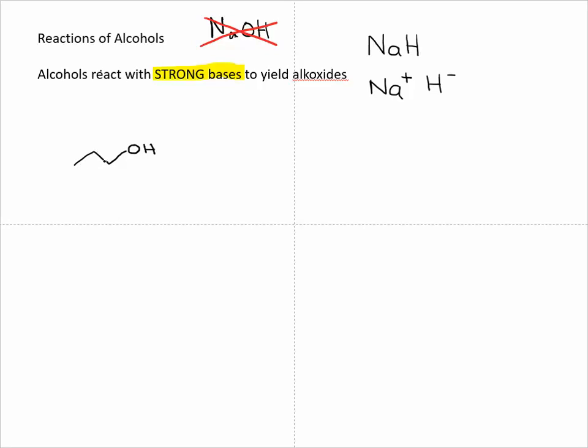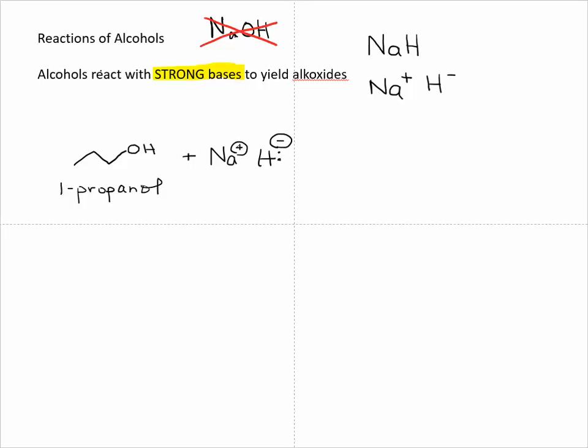This is 1, 2, 3. This is 1-propanol. You have to tell me that it's carbon number 1. It's an alcohol, so the ending gets changed. And there are 3 carbons, all single bonds. So 1-propanol. We're going to react 1-propanol with sodium hydride. I'm going to draw those 2 electrons on the hydride, giving it its negative charge, so that we can use them in this upcoming mechanism.